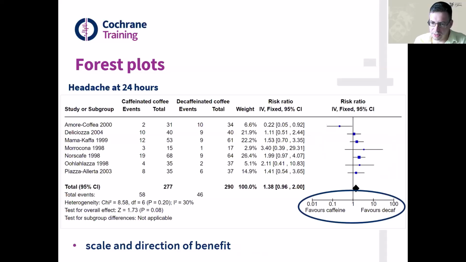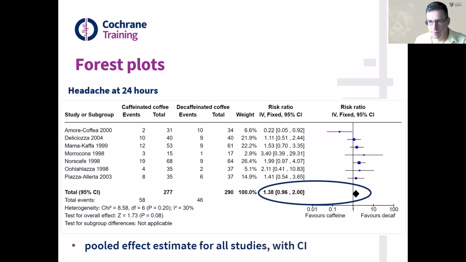So we can look at that. We've got our scale at the bottom. We normally label it like this to indicate which side is the caffeine favouring side and which side is the decaf favouring side, so that we're clear on which side is more or less beneficial. And so we can start to see things like the differences between the studies. We can see that, other than Amora Coffea, the studies are reasonably consistent. They're all in a slightly favouring decaf direction, but not enormously so. It's only really Amora Coffea that's slightly different from the rest.